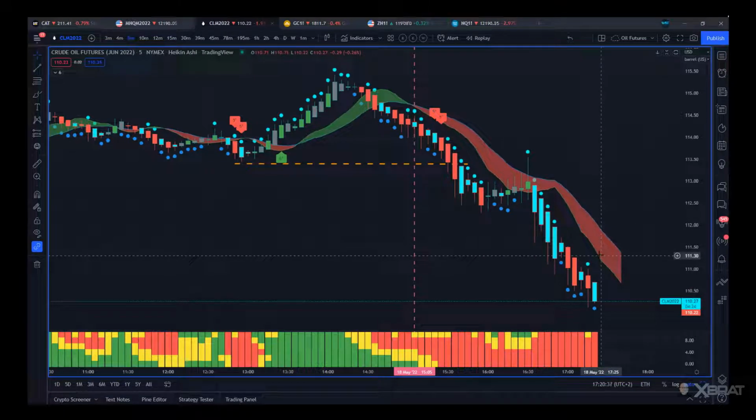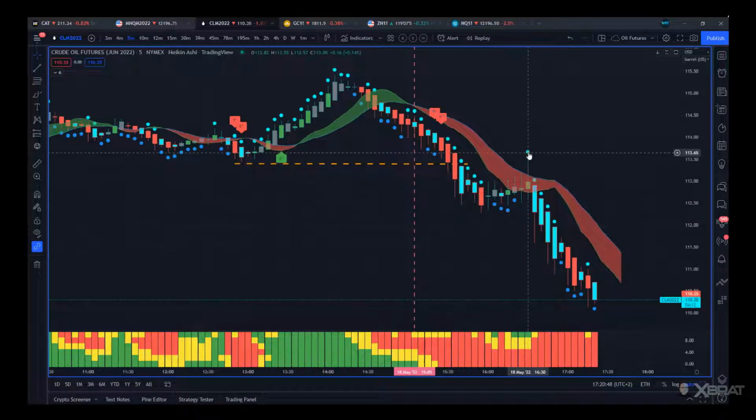Now, one thing for me that is crucial is that when we have this first impulse move down, we get a pullback against that on lower than average volume, these blue dots underneath. We get a high volume rejection of these highs.